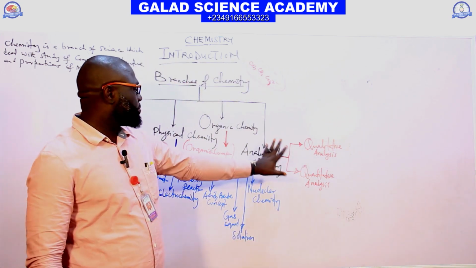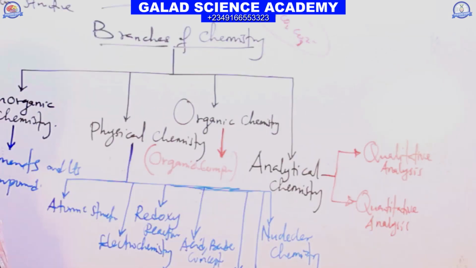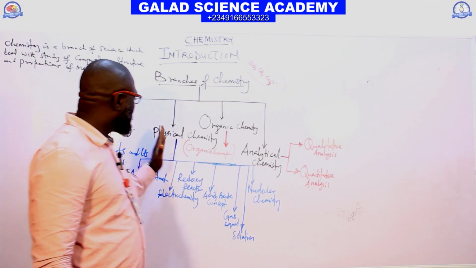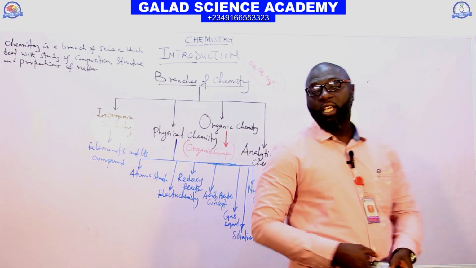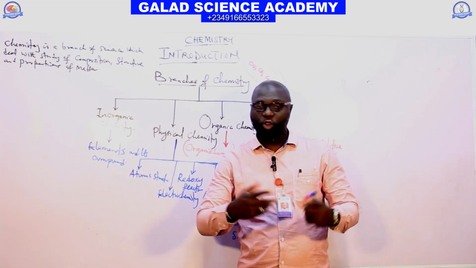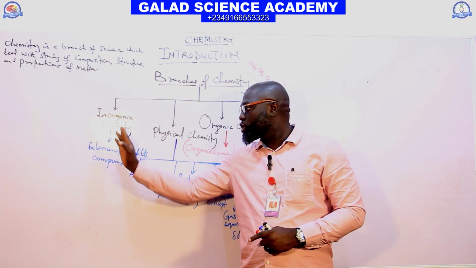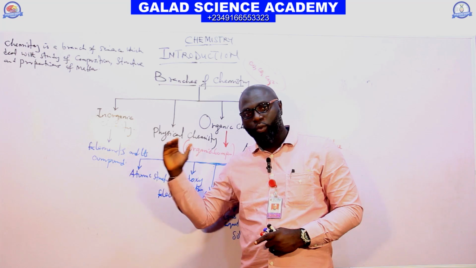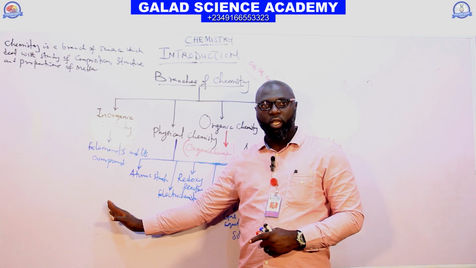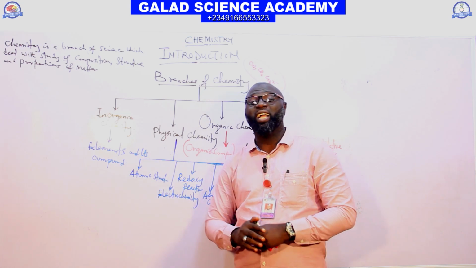So those are the branches of chemistry. Chemistry can be divided into the four main branches. We have inorganic chemistry, physical chemistry, organic, and analytical chemistry. Inorganic chemistry is the aspect of chemistry that deals with the study of elements and their compounds, or the study of the periodic table and its elements and compounds. So the study of each group of elements and their compounds in the periodic table, we call inorganic chemistry.